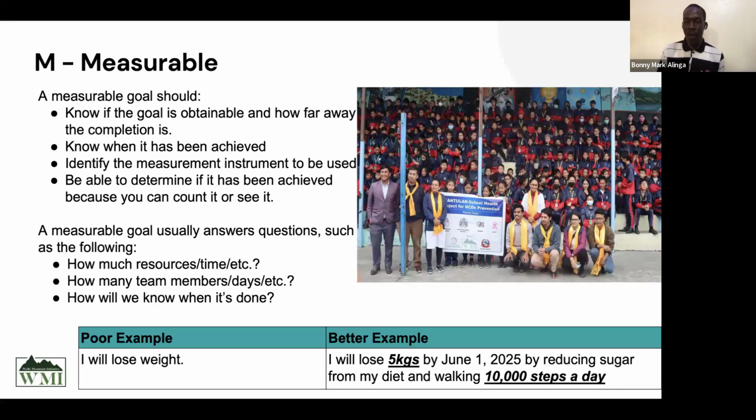So back to our example of losing weight, you see that the measurability here is looking at the 5 kgs. And the metric we are looking at on how to achieve it is the 10,000 steps that we have to be doing every day in order to lose the 5 kg.